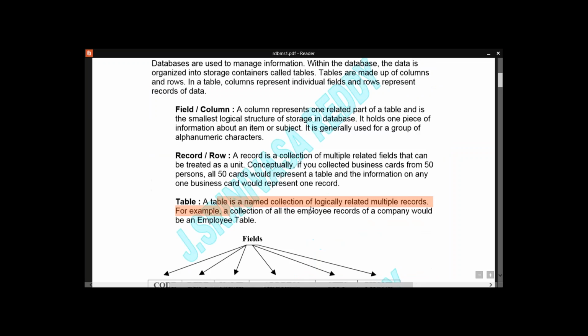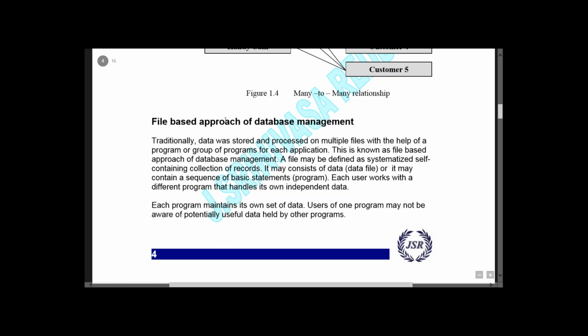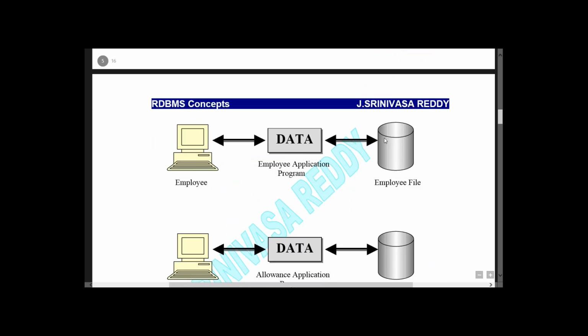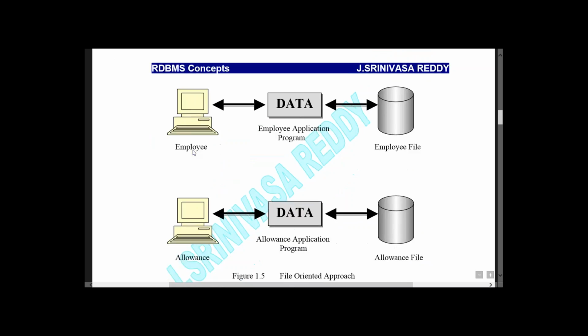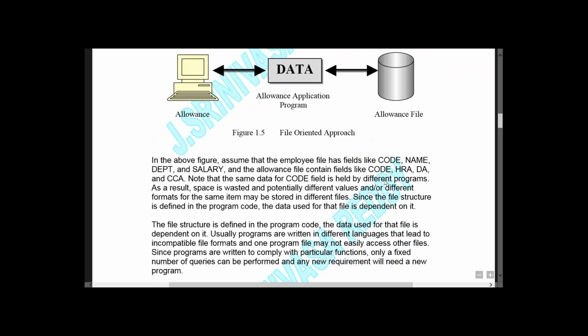Got it? All of you understand what is file-based system? Yeah. So here you have the file-based approach of database management. Data will be stored in the file, accessed by some programs, right? This is what file-based system is. So this is employee file, this is allowance file. So again, data will be duplicated, right? These are the drawbacks.